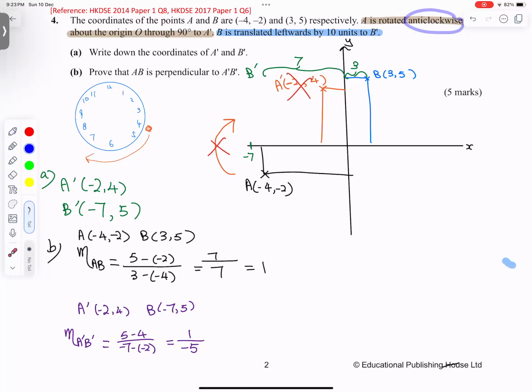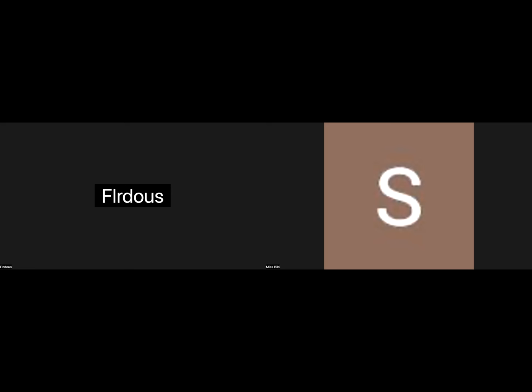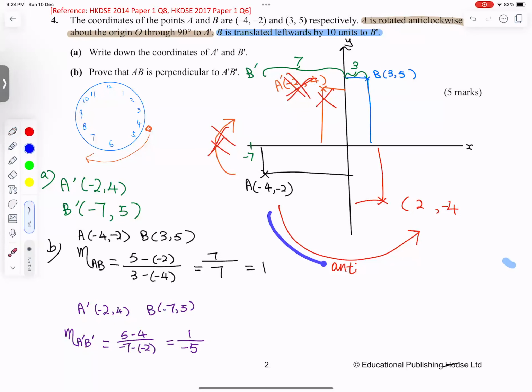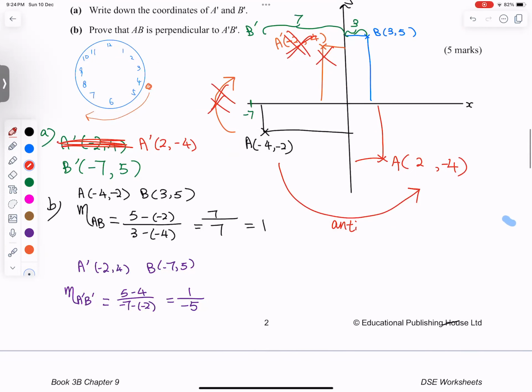So that side is a clockwise. I need to go this way. So my A was wrong there. Okay, that is a wrong direction. Anti-clockwise is here. So this is your new A. Continue. So because I did the wrong direction, anti-clockwise should be here. This is your new point, not that. Okay, your new point is 2 and -4.